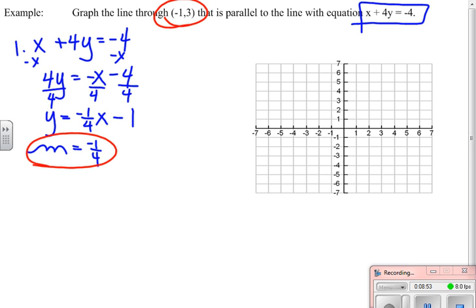That's my big value right there. I'm going to go through this line. Now I have a point in the slope, and I can graph. So -1, +3, -1/4. So I go down 1, right 1, 2, 4, or I go up 1, left 1, 2, 3, 4. There is my line that I want. And that would be parallel to the other line.